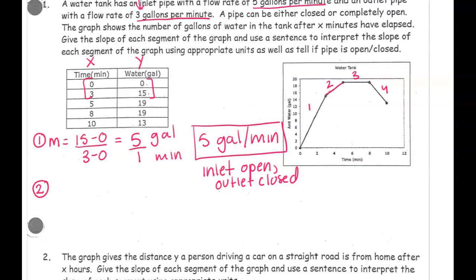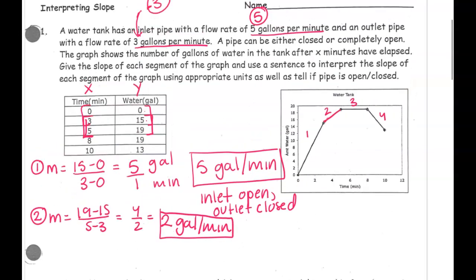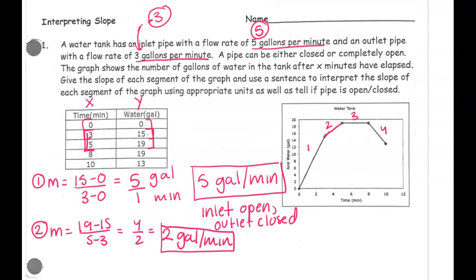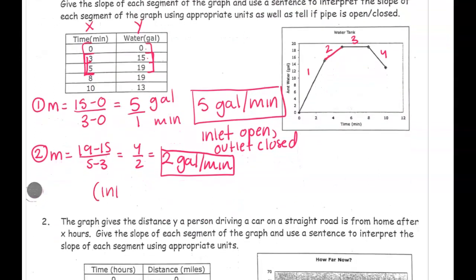The second part, so right here, is going to be from 3 to 5. So our slope is 19 minus 15 over 5 minus 3, which is 4 over 2, which is 2 gallons per minute. And so if it's 2, basically it's how do you make 2 with 5 and -3? Well, you add them together. So this means that the inlet and outlet pipes are both open.